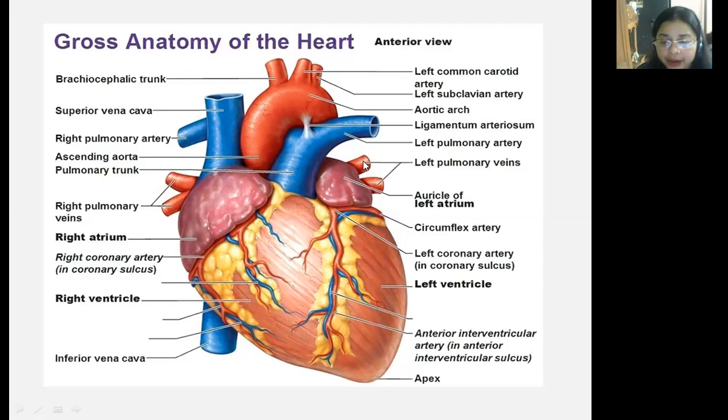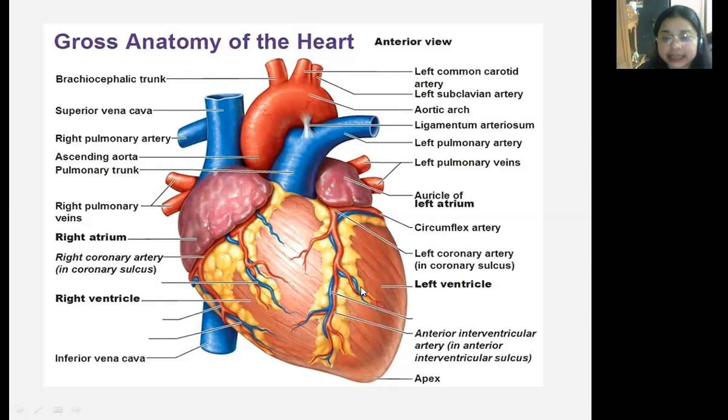Now there are several blood vessels, along with the superior vena cava and inferior vena cava, which also enter the heart. An important one is the pulmonary vein. These are the left pulmonary veins and these two are the right pulmonary veins.